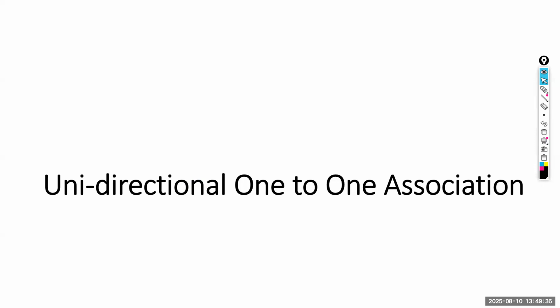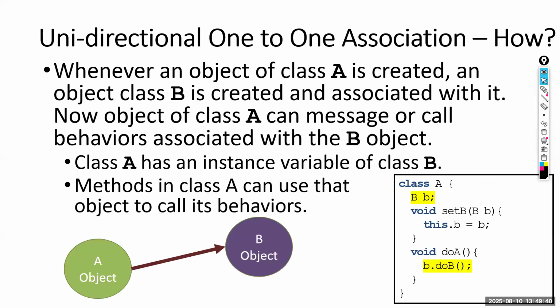So let's look at the easiest possibility, unidirectional one-to-one. So that means something like this class, unidirectional one-to-one. So that means an object of A is associated with one object of B. Therefore, A object can communicate with one object of B, but B object can't communicate with object of A because it's unidirectional. So how to develop if you have this kind of a relationship?